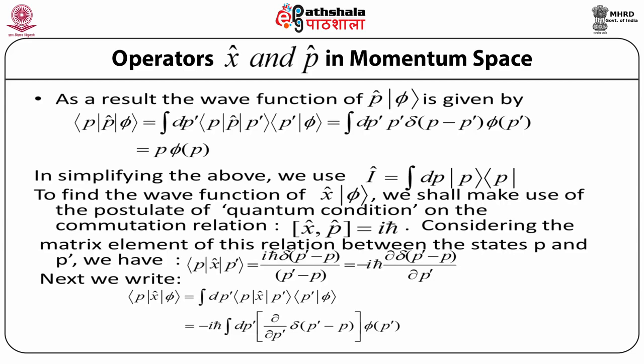Next, we can write the relation between the state p and the wave function phi as bra vector p, operator x, ket vector phi, is equal to integration over dp prime bra vector p, operator x, ket vector p prime, bra vector p prime, ket vector phi. This is equal to minus i h cross integration over dp prime, within brackets, del by del p prime delta(p minus p prime) phi(p prime), where we have used the commutation relation between the operators x and p in the above equation to get this result.